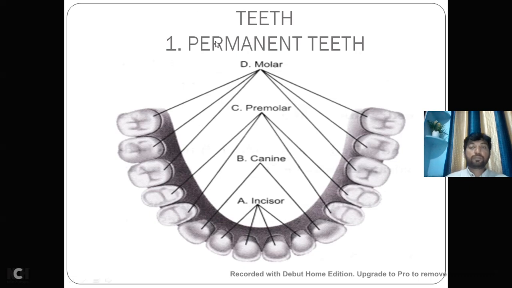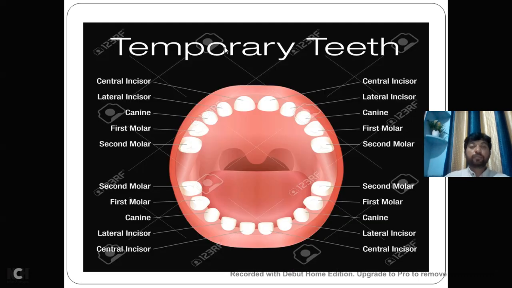Now let us talk about the permanent teeth which the adults have. The first 4 are the incisors. The next 2 are the canines. The next 2 are the premolars, and the next 3 are the molars. The kids will have temporary teeth. They have 2 incisors and 1 canine. They don't have premolars, they have molar teeth. They help in the breakdown of the food.